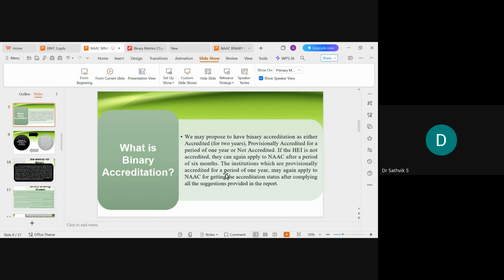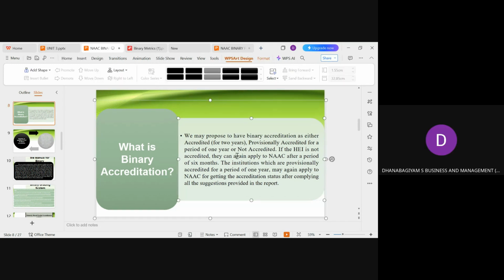Initially, every institution will get a NAAC rating, sir. For example, you will either be accredited or not accredited. You can see the slide which I am sharing, sir. Provisionally accredited for a period of 1 year, or not accredited. Then we can apply after a period of 6 months. The institution which is provisionally accredited for a period of 1 year may again apply for NAAC. This is the procedure, sir.